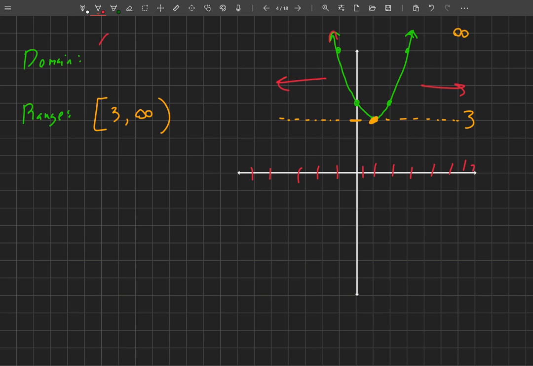So my furthest point left is negative infinity, and my furthest point right is positive infinity. You can do that. You can have both of them. That just means every real number is allowed to be plugged in. Okay? That's what that looks like.